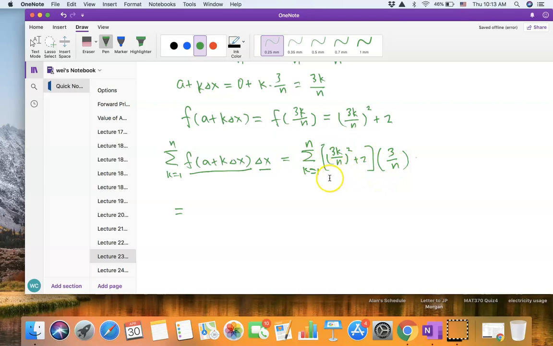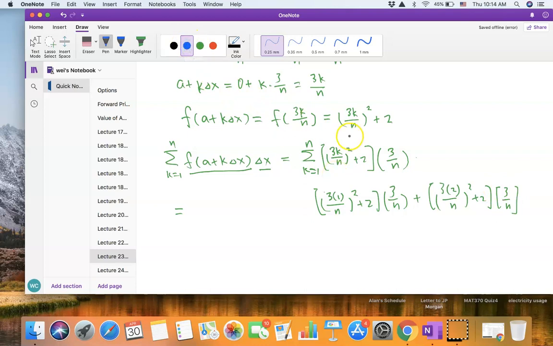Now, since each term in the summation contains 3 over n, right? Because if we write the first few terms, the first term is when k equals 1, so that is 3 times 1 over n squared plus 2 times 3 over n, and plus the second term is when k equals 2, 3 times 2 over n squared plus 2 times 3 over n.